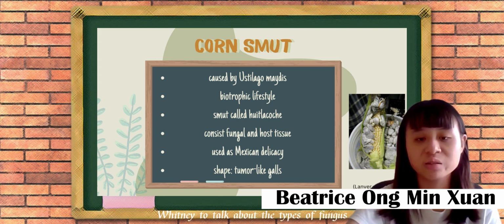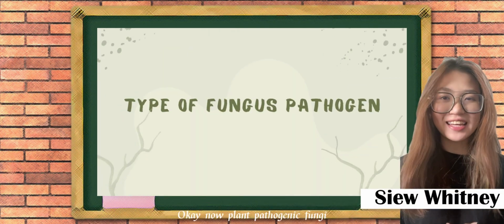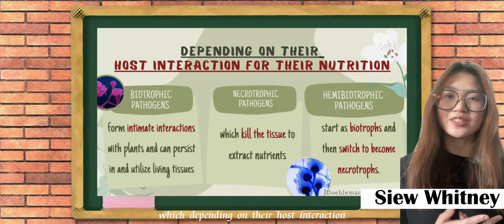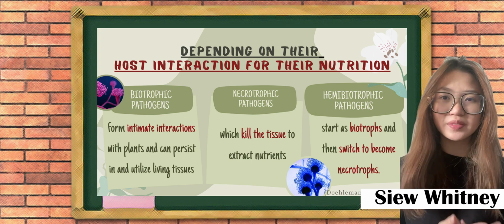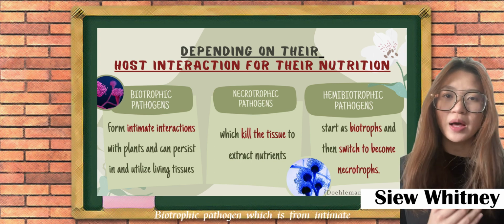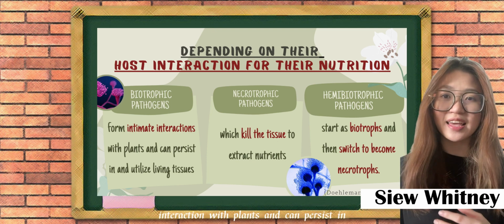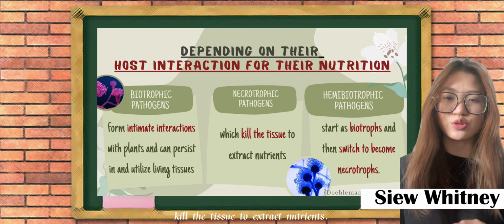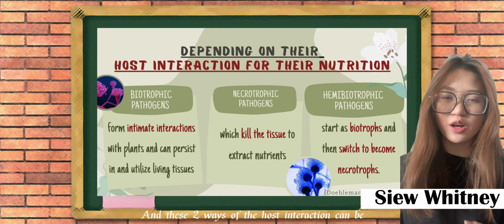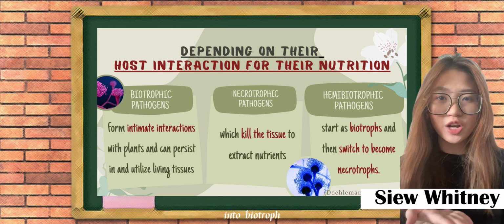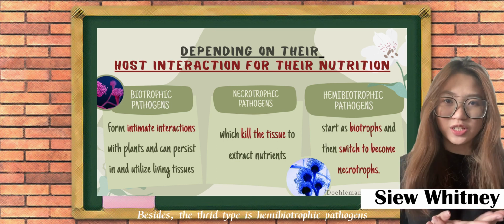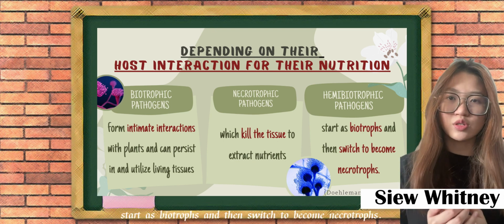I will let Whitney talk about the types of fungal pathogens in plants. Okay, now plant pathogenic fungi can be classified as biotrophic, necrotrophic, or hemibiotrophic, depending on their host interaction for their nutrition. Biotrophic pathogens form intimate interaction with plants and can persist in and utilize living tissues. Necrotrophic pathogens will kill the tissue to extract nutrients. These two ways of host interaction are differentiated into biotroph and necrotroph respectively. Besides, the third type is hemibiotrophic pathogens, which start as biotrophs and then switch to become necrotrophs.